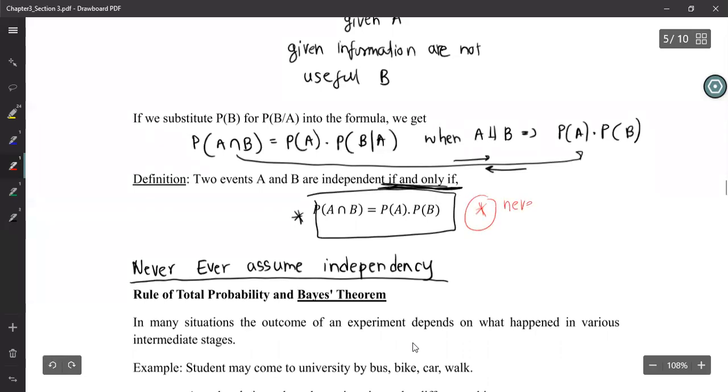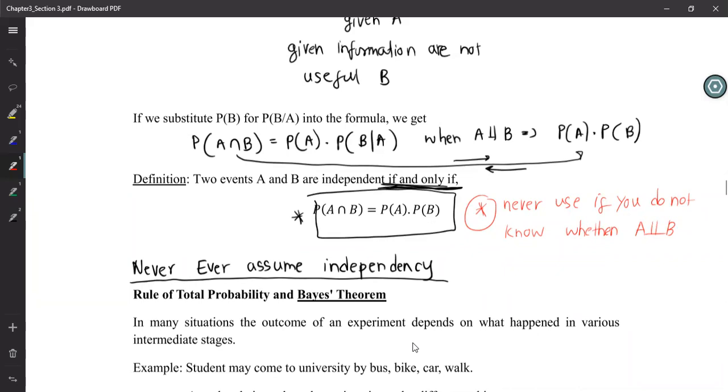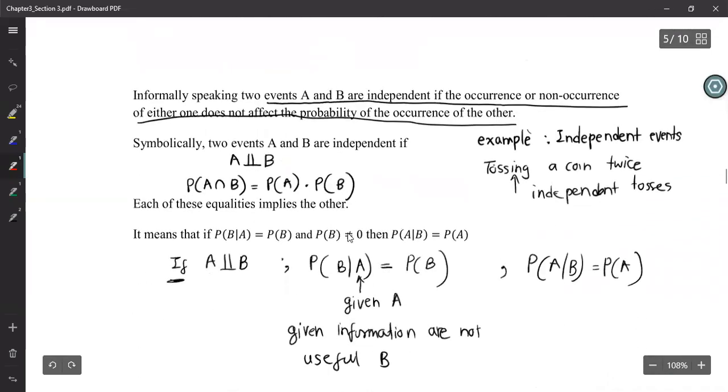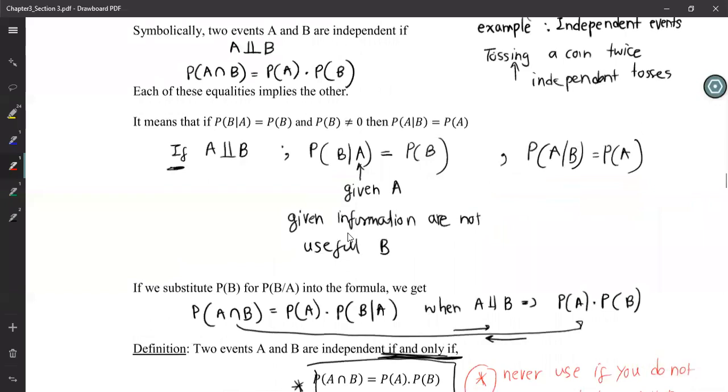Never use it if you do not know whether A and B are independent or not. Only if it is given, or only if you have proved that A and B are independent, then only you can use this equation, this multiplication rule. Otherwise, you have to go for the original rule, this one.